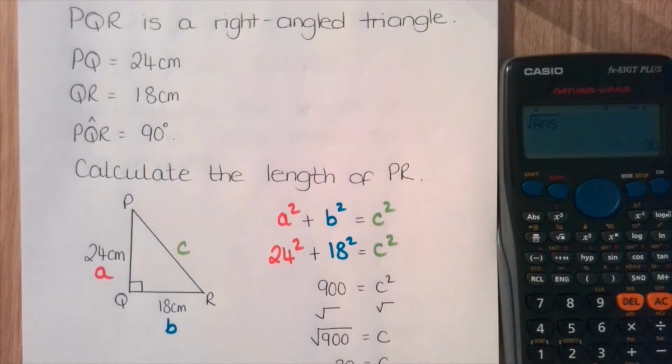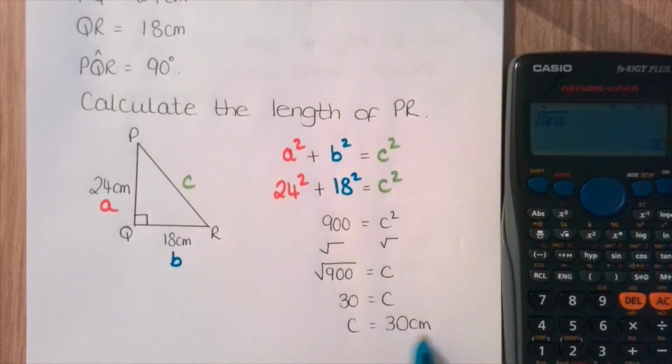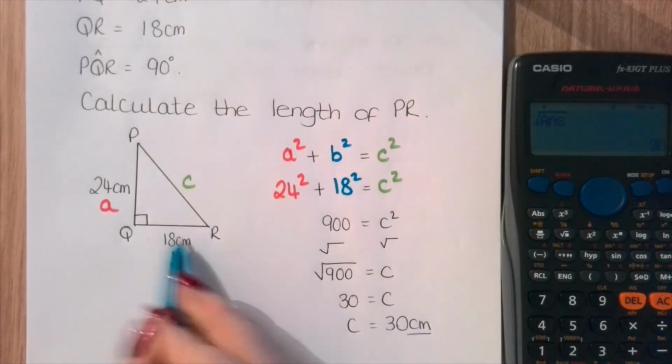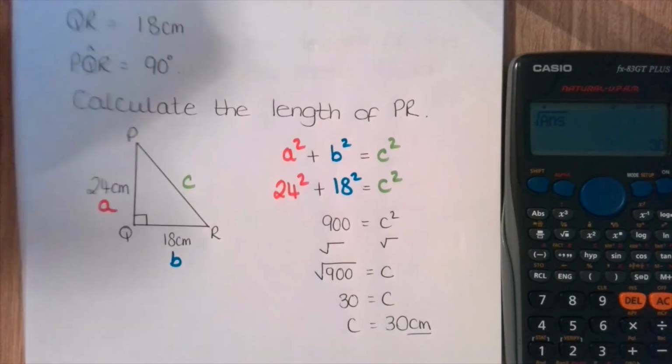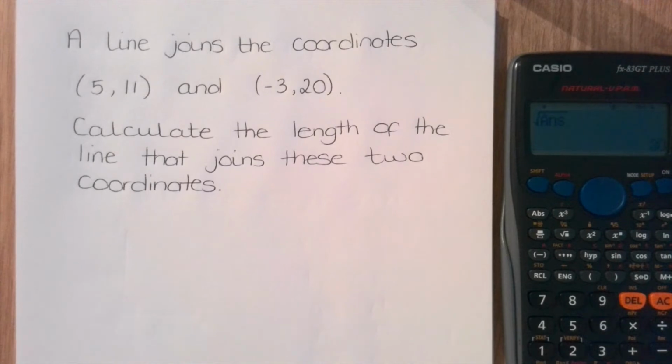And don't forget to just finish it off with those units as well. Centimetres, centimetres. Okay, one last example. A line joins the coordinates 5, 11 and minus 3, 20. Calculate the length of the line that joins these two coordinates.